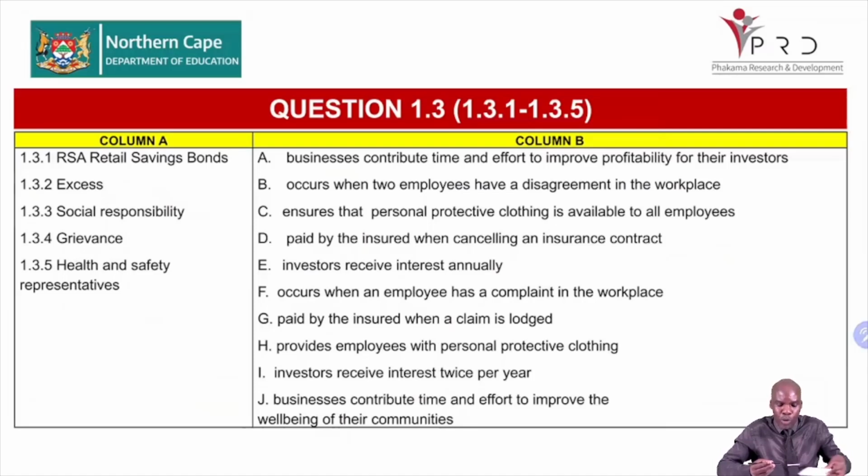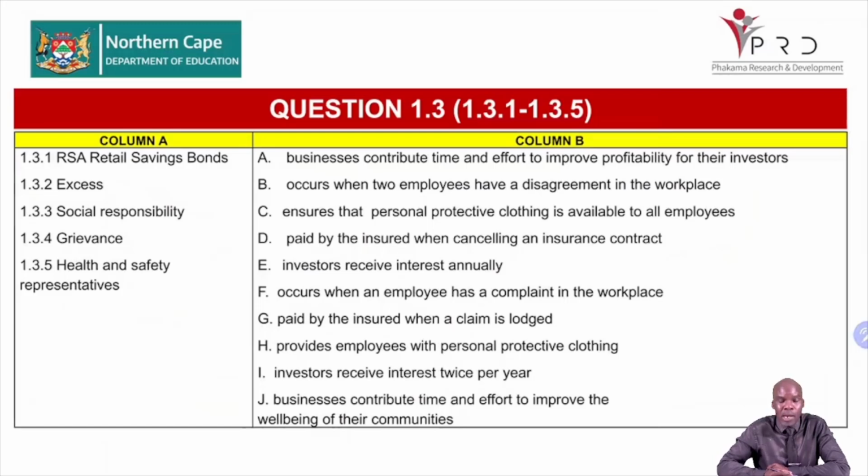Then our column B, where we've got descriptions. A, businesses contribute time and effort to improve profitability for their investors. B, occurs when two employees have a disagreement in the workplace. C, ensures that personal protective clothing is available to all employees. D, paid by the insured when cancelling an insurance contract. E, investors receive interest annually. F, occurs when an employee has a complaint in the workplace. G, paid by the insured when a claim is lodged.